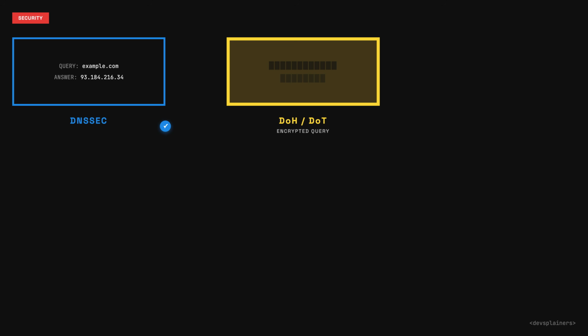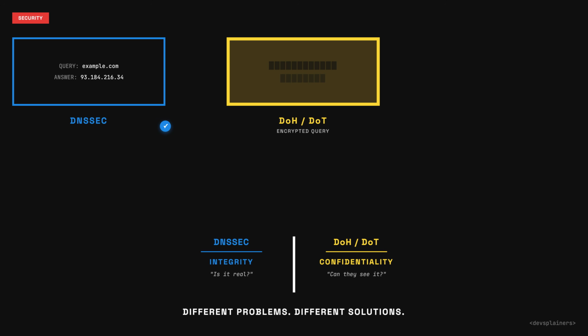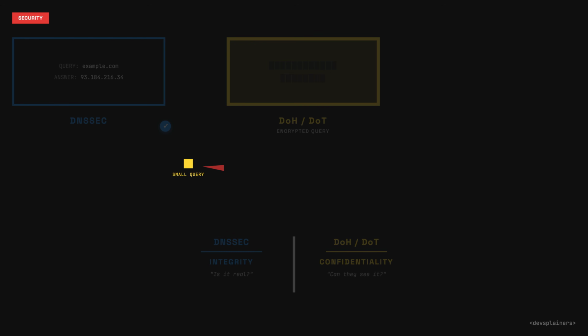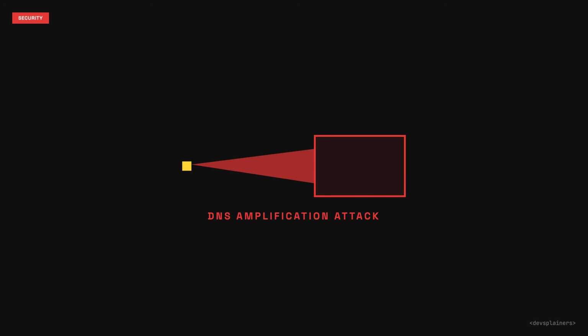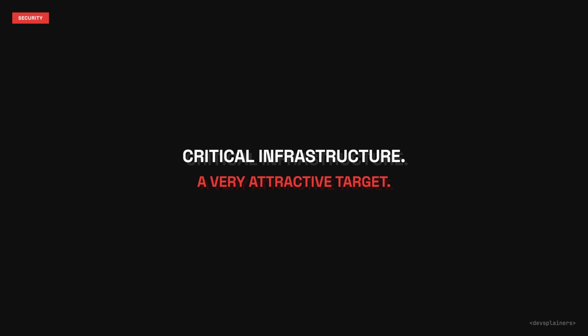But it doesn't encrypt anything. For privacy, you need DoH or DoT, DNS over HTTPS or TLS. These encrypt the query itself, hiding it from networks in between. So, DNSSEC is integrity, DoH or DoT is confidentiality. Different problems, different solutions. And then there are attacks like DNS amplification, turning small queries into massive responses to overwhelm victims. DNS is critical infrastructure and a very attractive target.